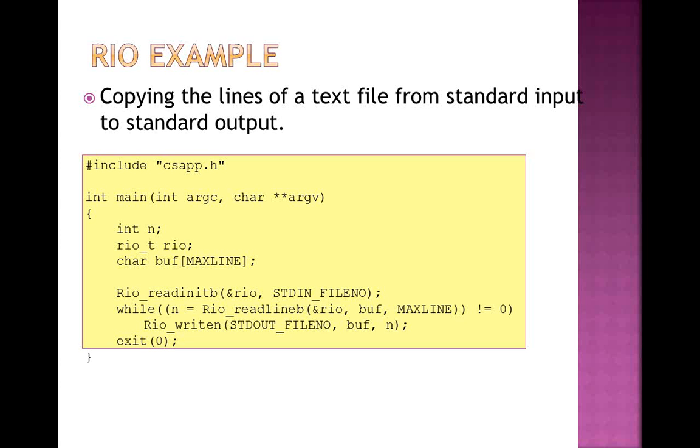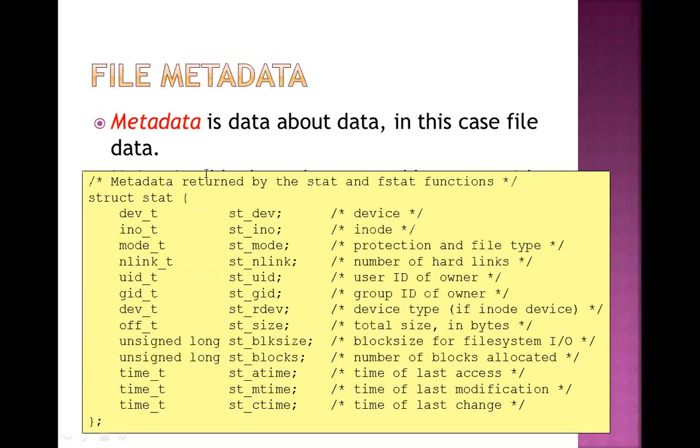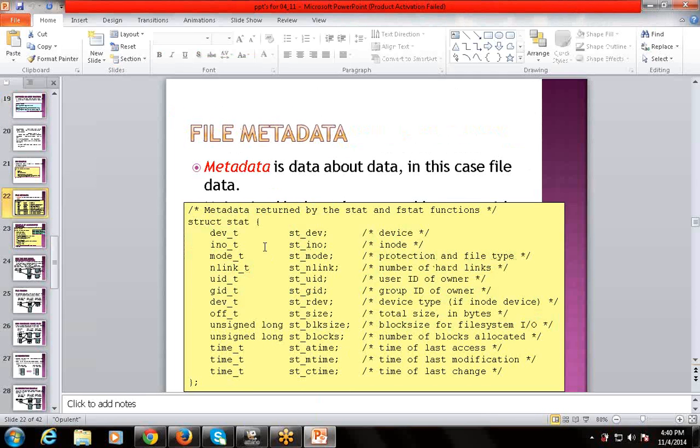Then use RIO write n, that is first of all use the read line B, then use write n for writing to the standard output. This is the standard input, standard output buffer n. So this is using the buffered function, this is using the unbuffered function. Then at last exit 0. Why? Because it is using int main. So this is the example. Now next topic is file metadata.